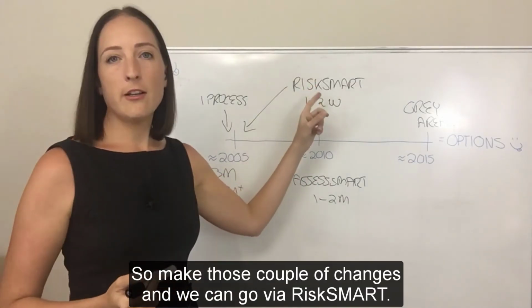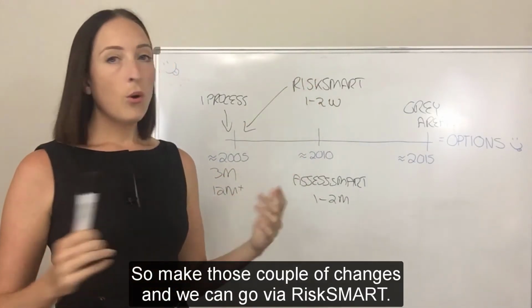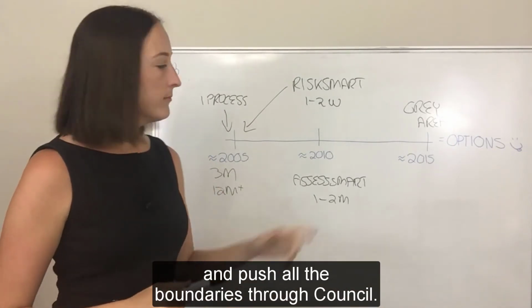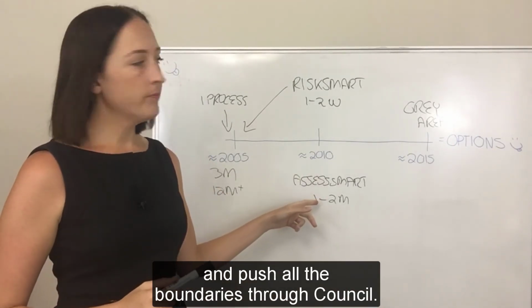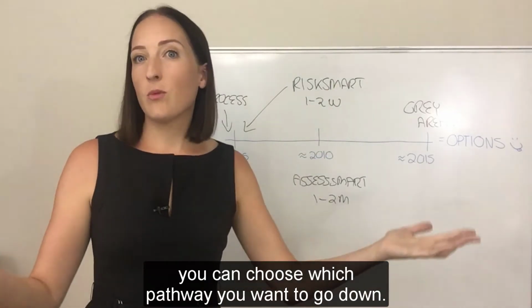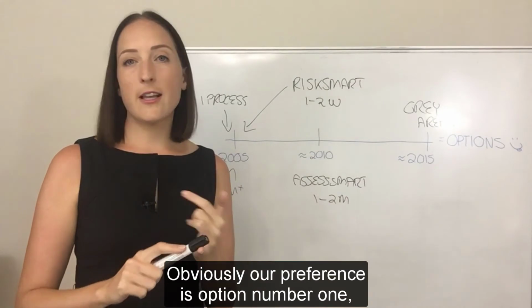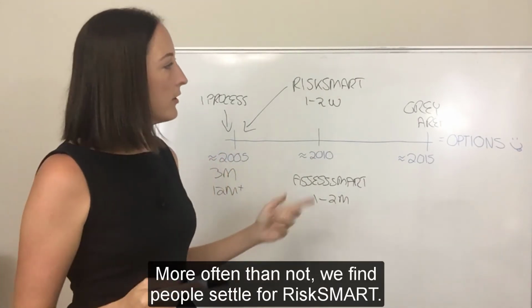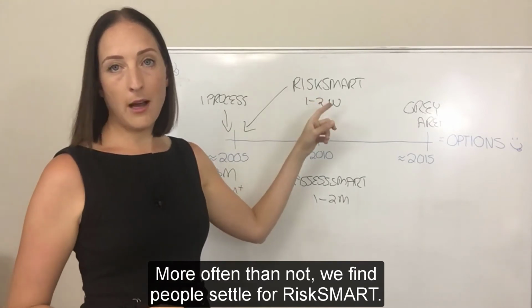So make those couple of changes and we can go via RiskSMART. Or option 3, keep the proposal exactly as it is and push all the boundaries through council. Basically, we go back to people and say, there are your 3 options. You can choose which pathway you want to go down. Obviously, our preference is option number 1 because it's the cheapest and quickest. More often than not, we find people settle for RiskSMART.